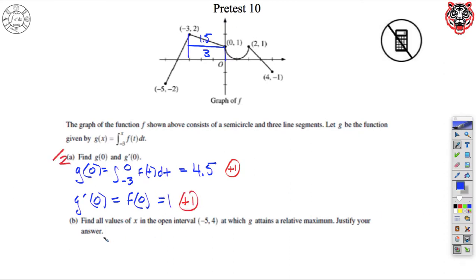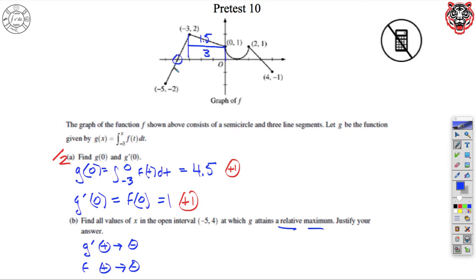On to part B. We're looking for a relative maximum. So relative maximum means we are using the definition of relative maximum, which means that g prime goes from a positive to a negative. And g prime is the same thing as f. So f goes from a positive to a negative. That's what we're really looking for. So where do the heights go from a positive to a negative?